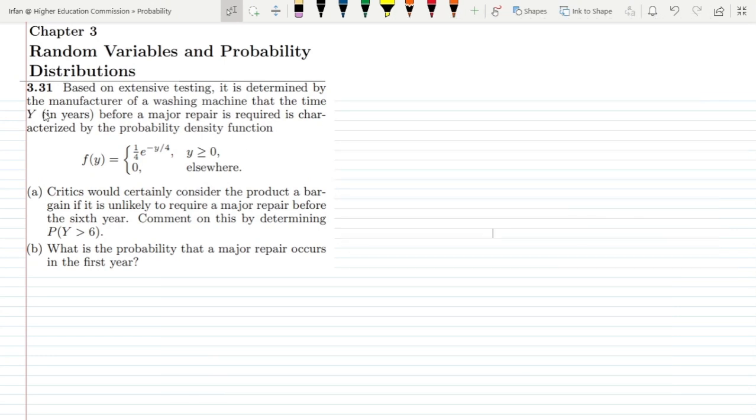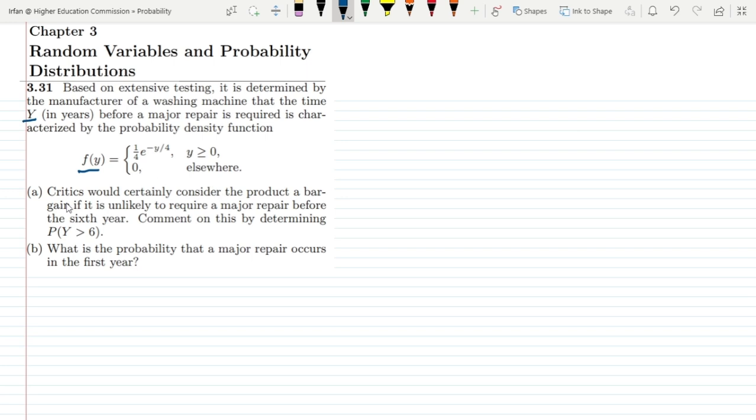So this is question 3.31 of chapter 3. Based on extensive testing, it is determined by the manufacturer of a washing machine that the time y in years before a major repair is required is characterized by the probability density function f of y equals 1 by 4 exponential of minus y by 4 for all values of y greater than or equal to 0, and 0 elsewhere.